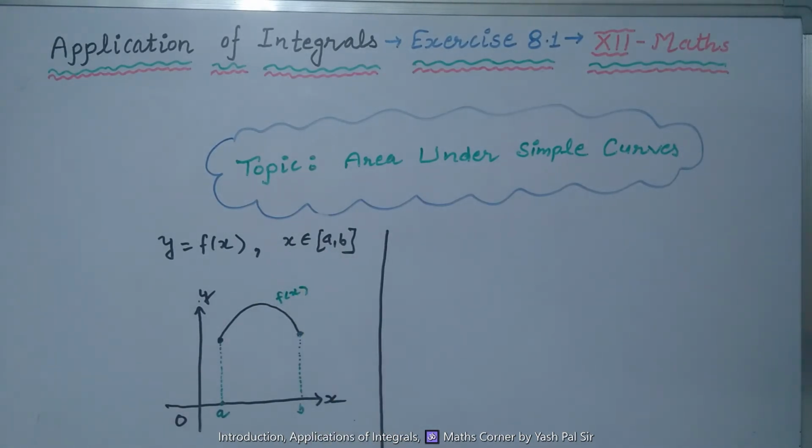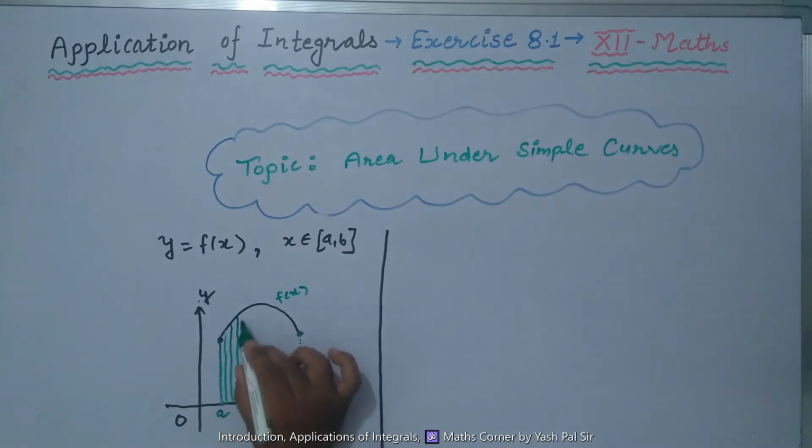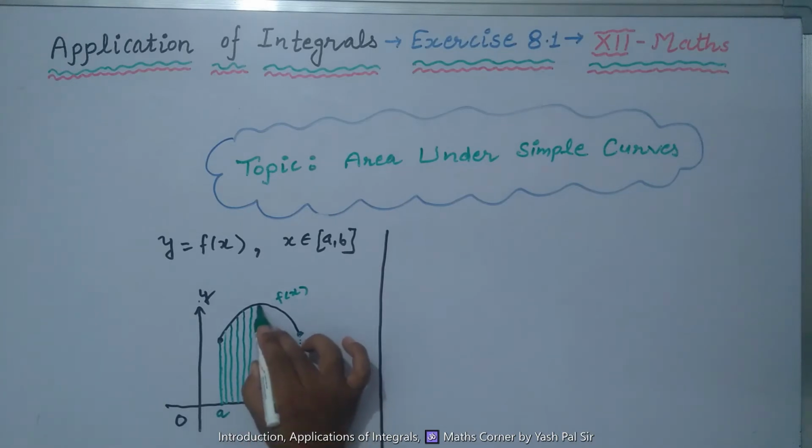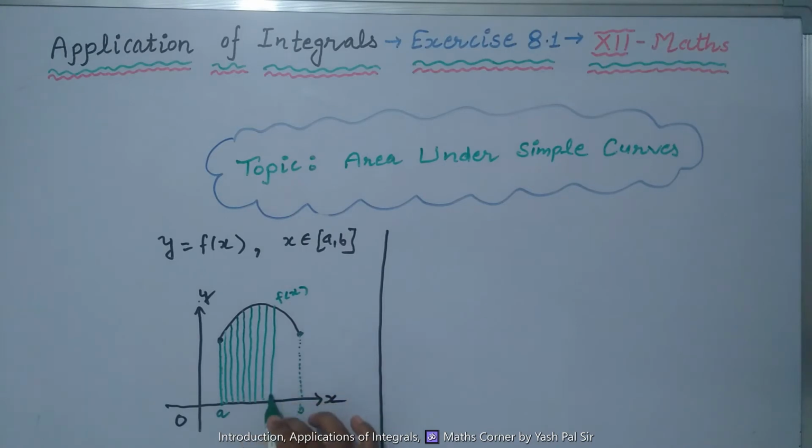Now the question is how to find the area under this curve. This is the way. I am going to shade the area which we are going to calculate. So this is the area which is shaded here under the curve up to the x-axis. We shall discuss the area under the curve up to the x-axis only. Okay, how to calculate this?